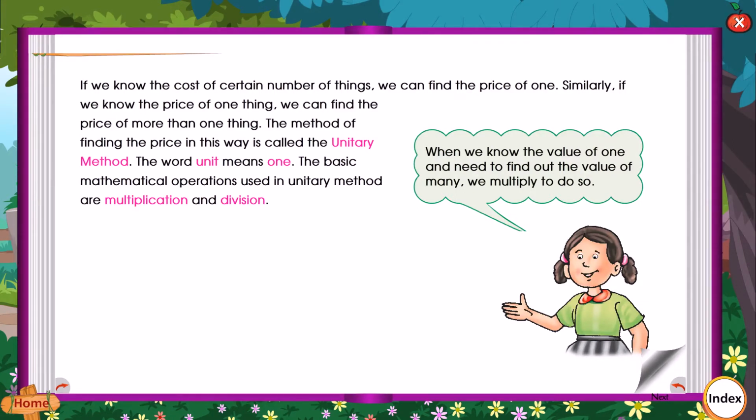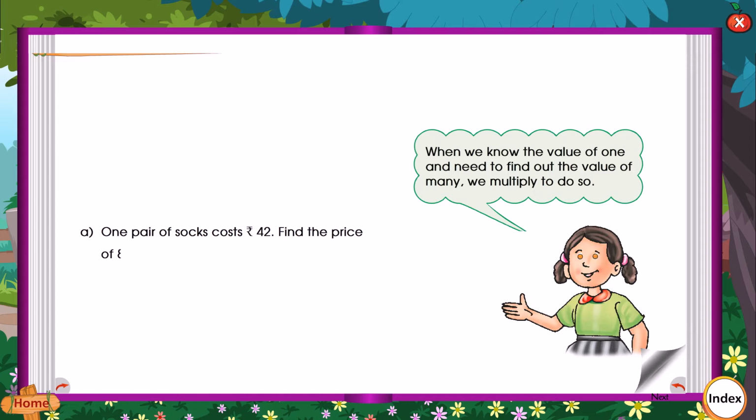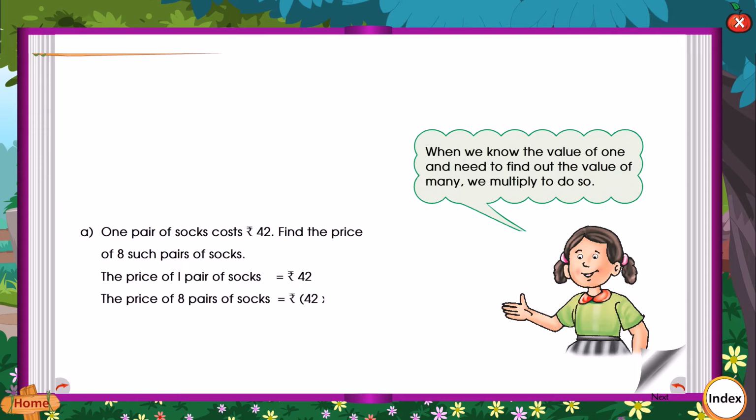A. One pair of socks costs rupees 42. Find the price of 8 such pairs of socks. The price of one pair of socks is equal to rupees 42. The price of 8 pairs of socks is equal to rupees 42 into 8 is equal to rupees 336. Hence, the price of 8 pairs of socks is rupees 336.